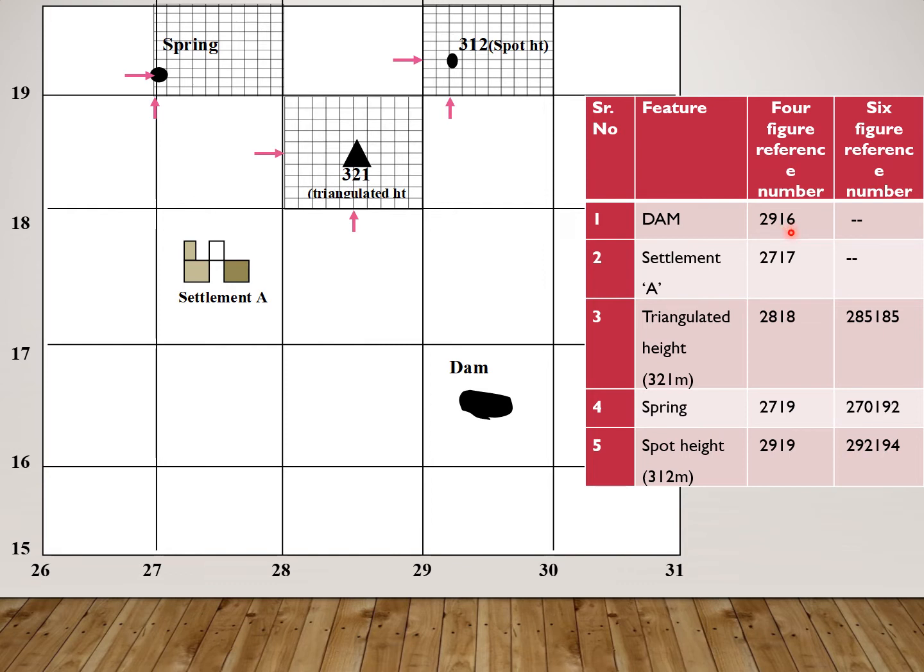Now the most important part, which most of you were not understanding, was taking these point features and going in for a 6-figure grid reference. Let's say, for example, I'm looking at the triangulated height. First, the 4-figure grid reference: it has crossed this easting line, so it is 28, and this northing, so it is 18. It is very clear that it is 28 and 18, the 4-figure grid reference. Now after the 28 easting, I have superimposed a mesh or a grid, a 10 by 10 grid over here.